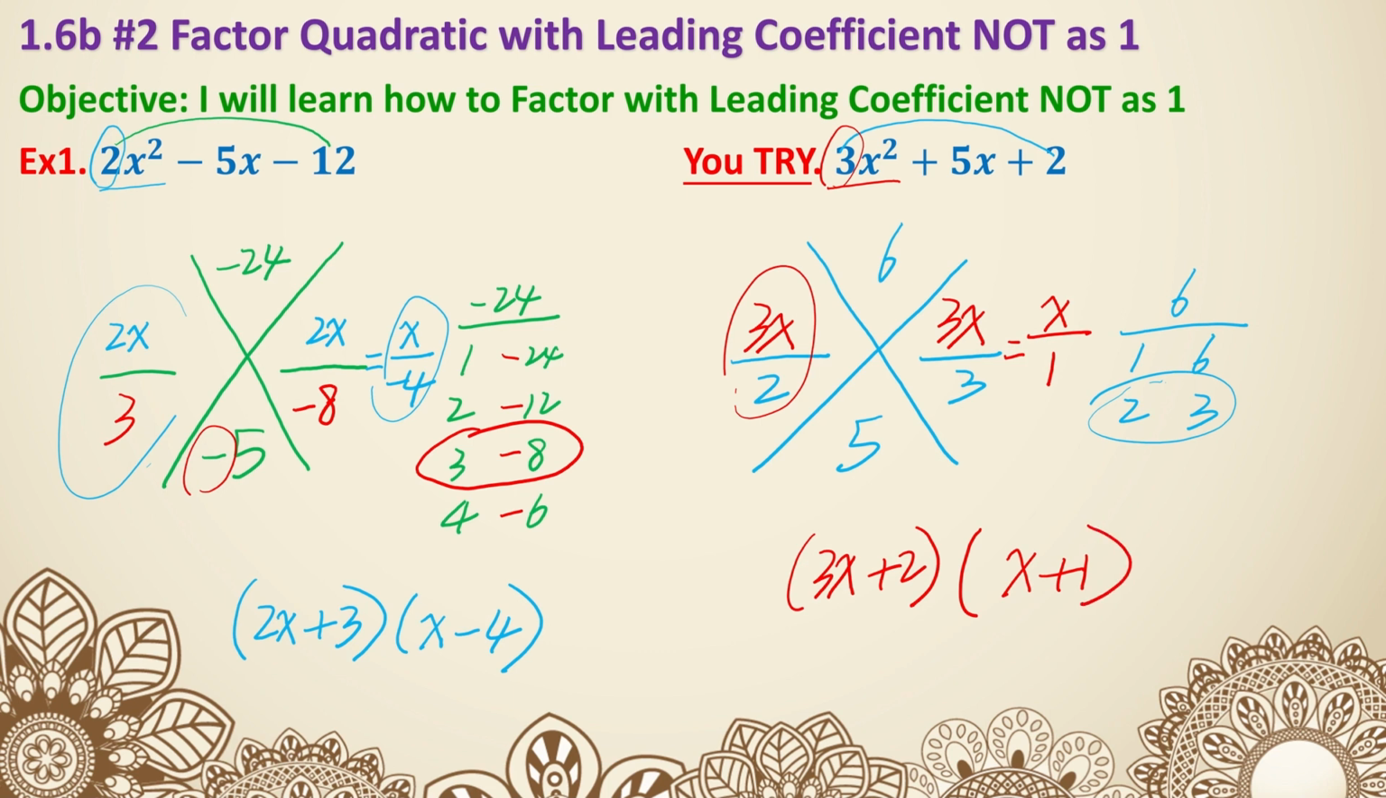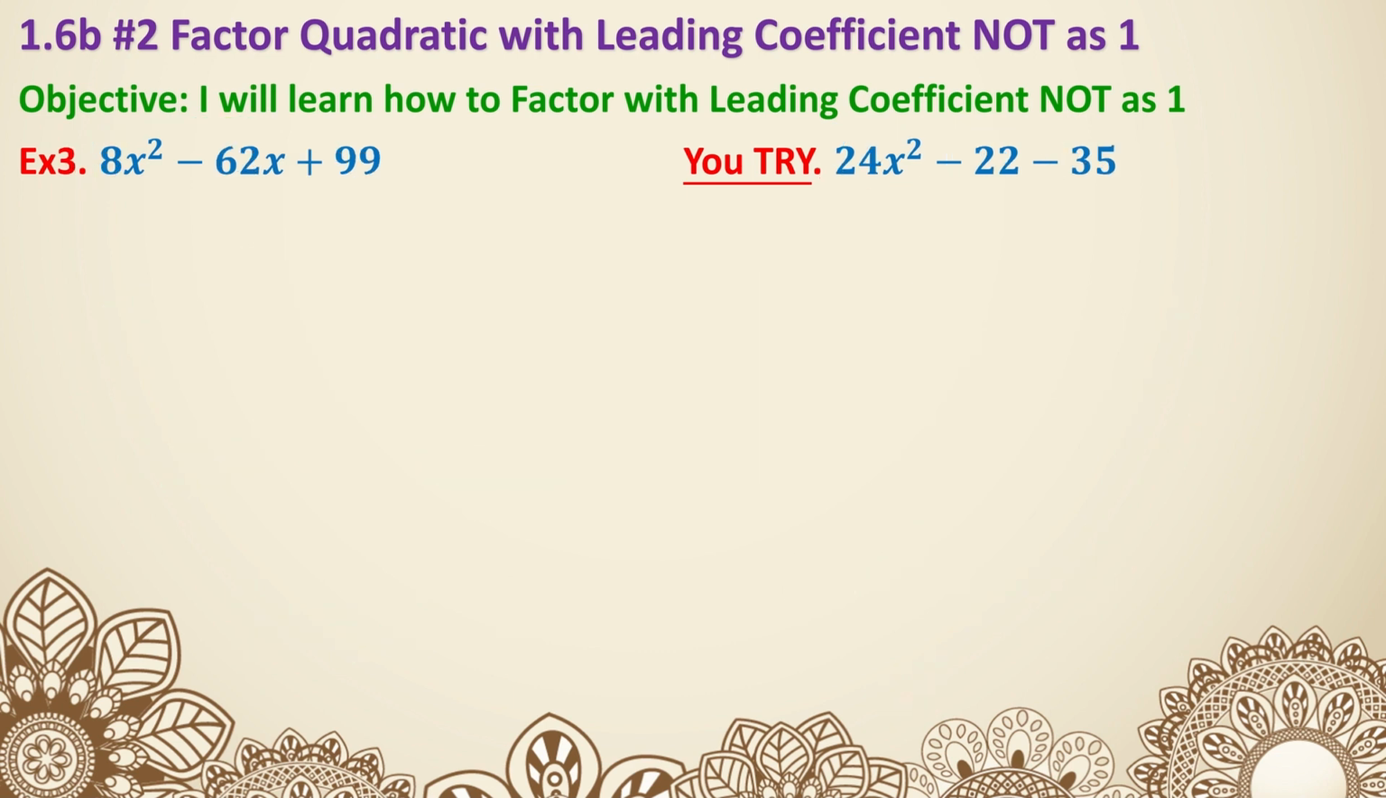In fact, the left side and the right side doesn't quite matter. You can choose to put the 3 on the bottom on the left and 2 on the bottom on the right. Doesn't quite matter because multiplication, 2 times 3 is the same as 3 times 2. So you can switch them around. That is example 2. Moving on, example 3.